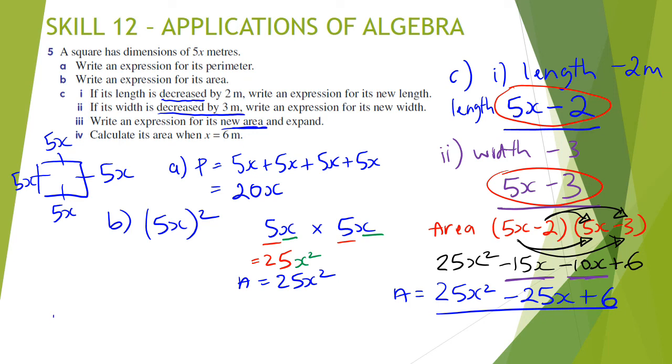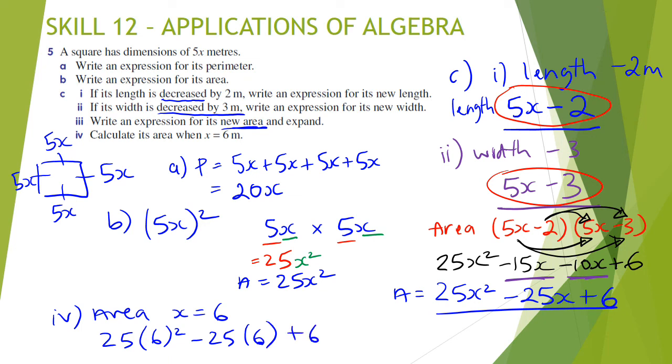Calculate the area, part 4, when x equals 6. So we need to substitute in 6, 25 open bracket 6 squared, take 25 lots of 6, plus 6. So if we put all of that straight in the calculator, we'll get an answer of 756 as the new area, for example, in meters squared. But we would always use the calculator for a difficult calculation like that. Whenever you're not sure, you should always use the calculator.